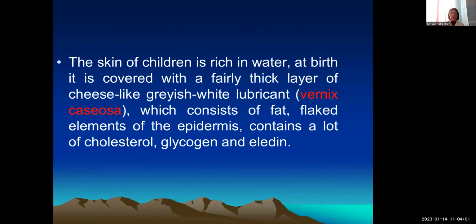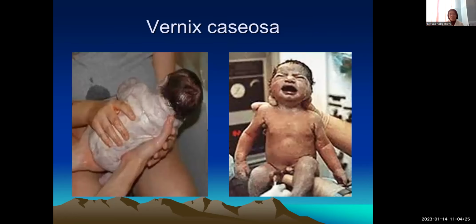The skin of children is rich in water. At birth, it is covered with a fairly thick layer of cheese-like grayish-white lubricant, vernix caseosa, which consists of fat and flat elements of the epidermis, and contains a lot of cholesterol, glycogen, and aniline. In this picture, you can see vernix caseosa in a newborn.